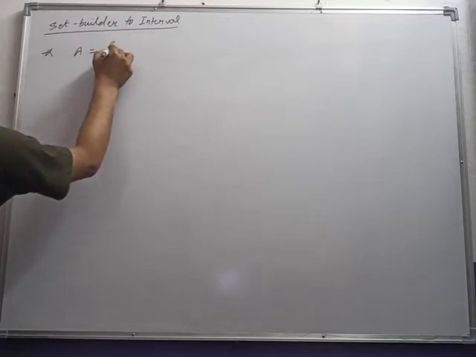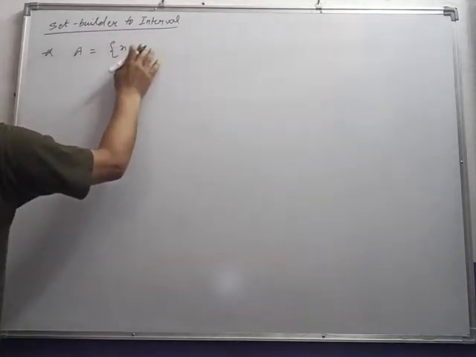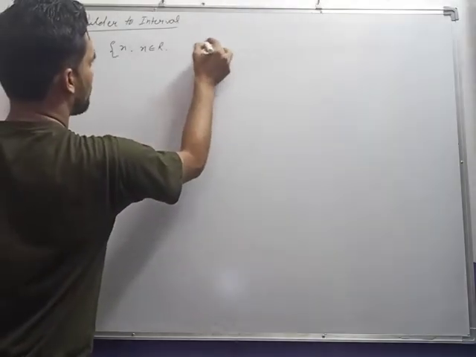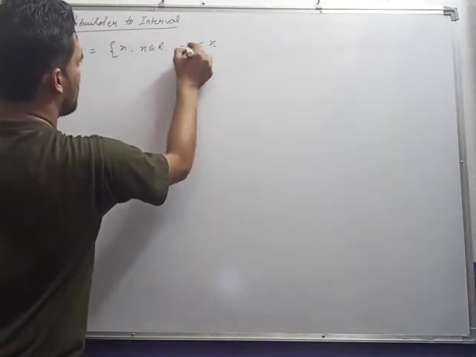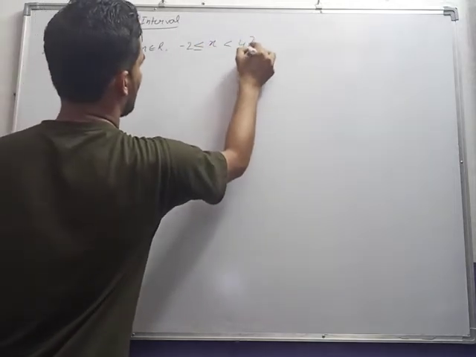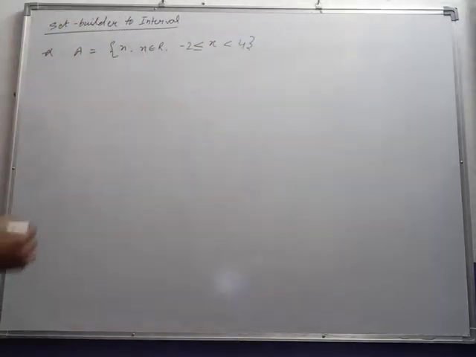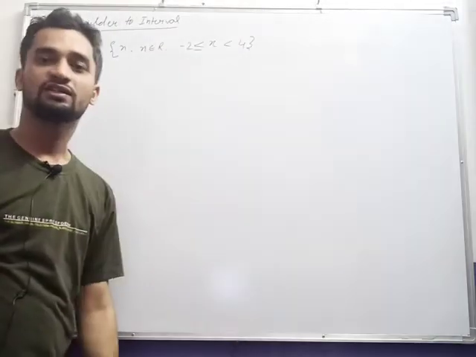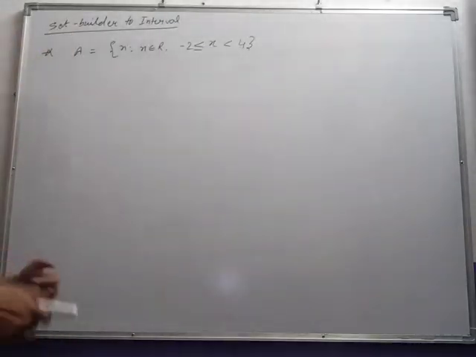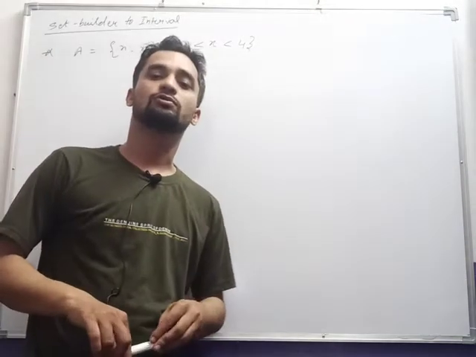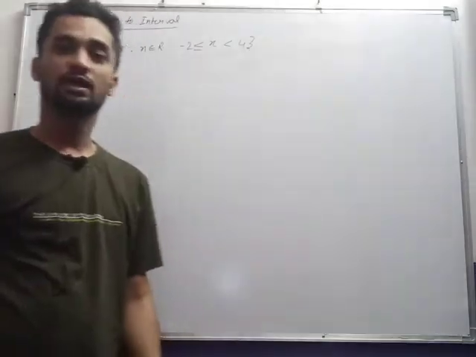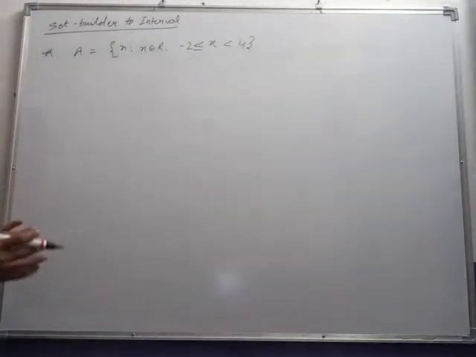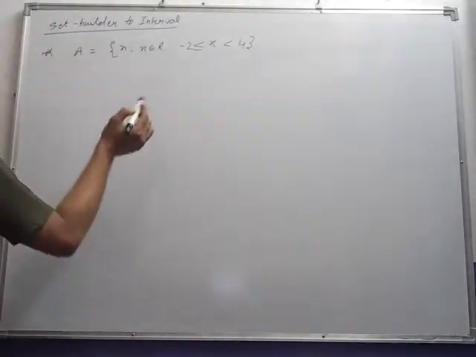Suppose a set is given: x such that x belongs to real numbers and the condition on x is greater than or equal to -2 and less than 4. So what will be the interval for this set? In the next chapter, you will come to know that this will be the range of this particular set. But here it is given in the form of an interval. So what will be the interval?